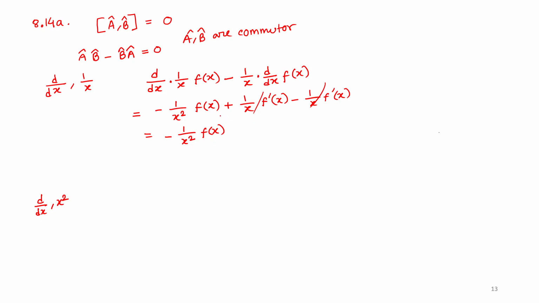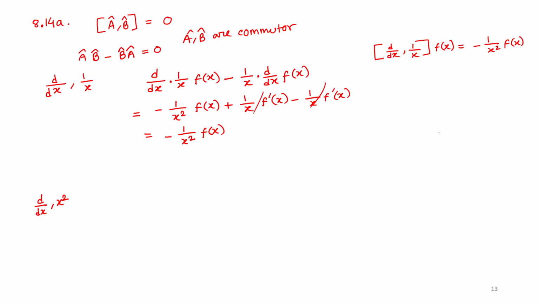So what we are actually seeing is that d by dx and 1 by x are not commutators, but we are getting something like, d by dx 1 by x operating on f of x gives minus 1 by x square f of x. Okay, this is not an eigenvalue equation, that we have to remember. In an eigenvalue equation, this has to be a constant, but this is in terms of x, right? So this is not an eigenvalue equation.